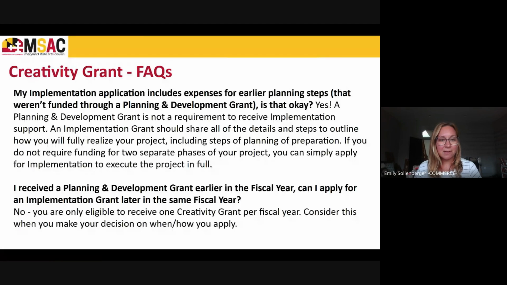I received a planning and development grant earlier in the fiscal year. Can I apply for an implementation grant later in the same fiscal year? And the answer here is no. You're only eligible to apply for that one creativity grant per fiscal year. So you might consider this when you're making your decisions of when and how to apply. There are some things to keep in mind. If you're getting to the end of one fiscal year and about to go into the next fiscal year, you might consider splitting up planning and then implementation into the next fiscal year. But again, be in touch with us if you have any questions about what grant application to apply for and within the context of a timeline.